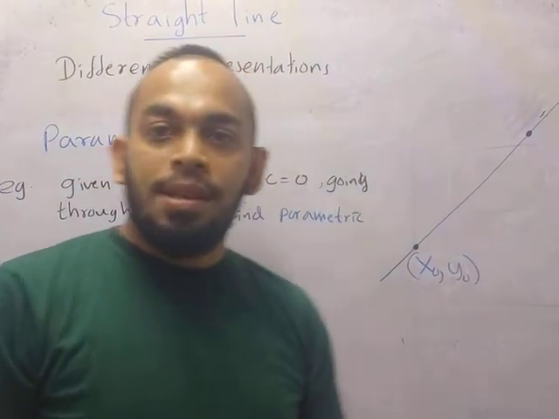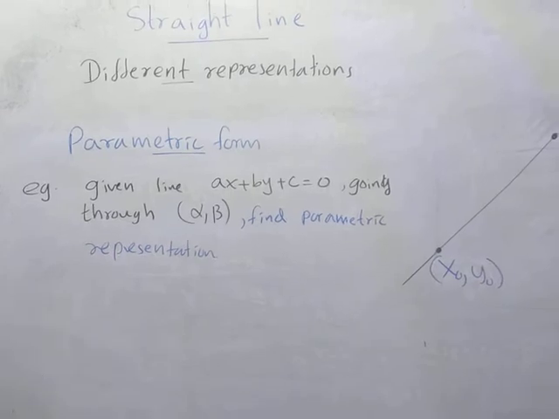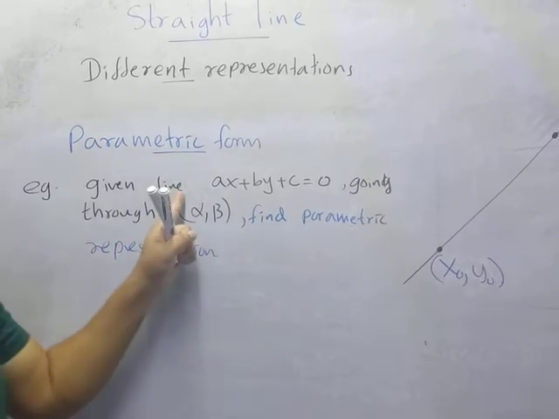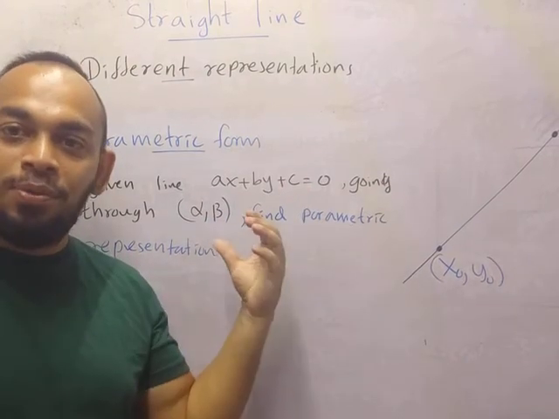Right, let's look at some examples now. So look at this example. Given the line ax plus by plus c equals 0, this is a standard form.